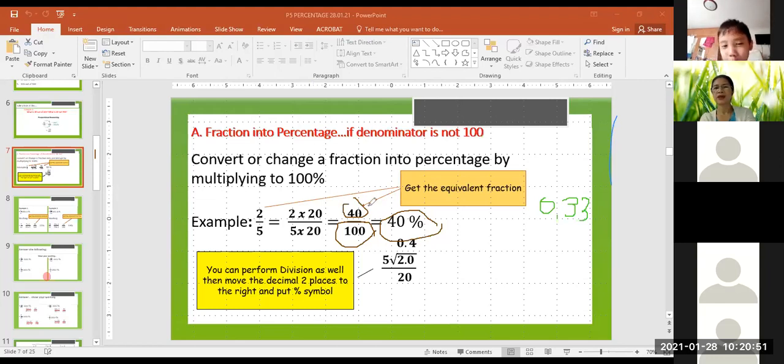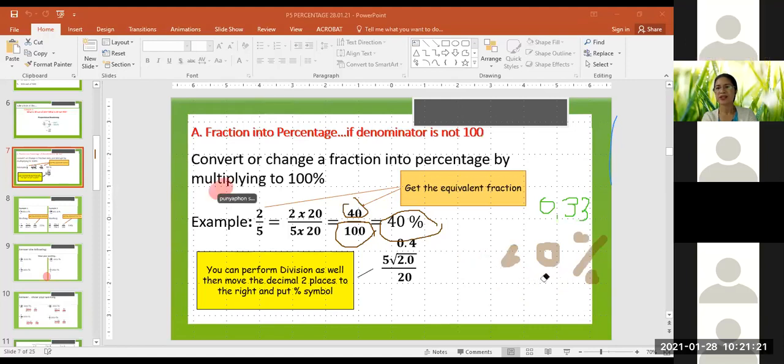So let's do this one. Since your answer is 0.4, you're just going to move the decimal places 1 and 2. Now you add the 0 and you put the percent symbol and erase your 0 there. So you get 40%. That's as simple as that. That's how you do it.